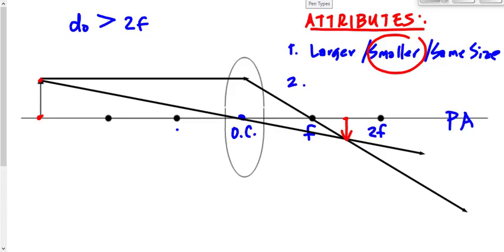The second characteristic, we sometimes call it the attitude. And the attitude says, basically, whether it's right side up or upside down, or upright or inverted. Is this image, this red arrow that's pointing down, right side up or upside down? It's upside down, it's inverted.